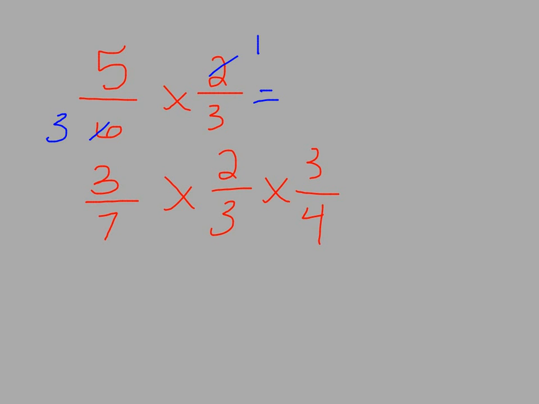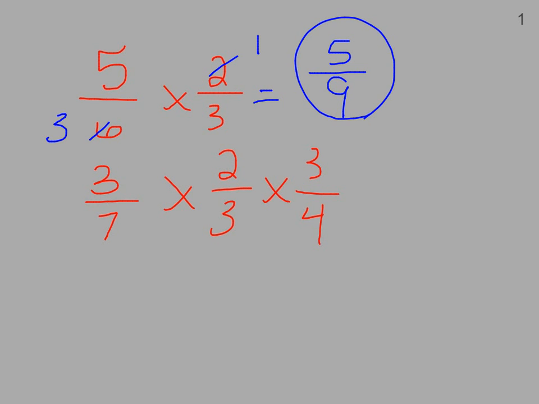Then we can just multiply straight across because nothing else can be canceled, and we have 5 times 1 is 5, and then 3 times 3 is 9. And remember, if you cancel correctly, then that means that you don't have to reduce your final answer, which is kind of nice.